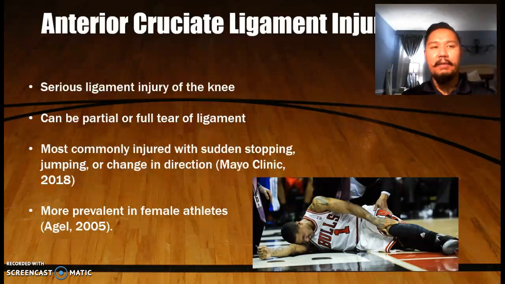Another note here is that it's more prevalent in female athletes. This has been said to be due to muscle imbalances between the quad and the hamstring, also structural deviations of their hip and their Q angle, which we'll look at a little bit later in the slides.